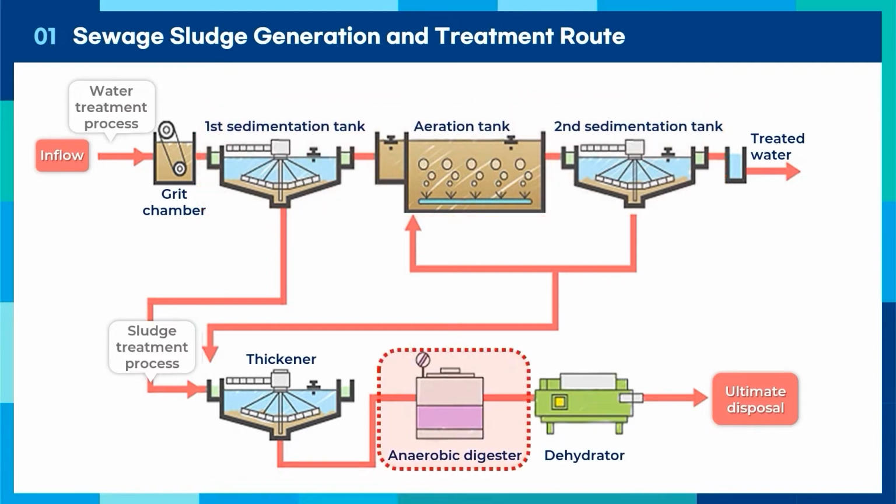The concentrated sludge is moved to an anaerobic digesting tank. When it is digested, gas is produced, and liquid sludge from the digestion tank is turned into solid sludge in a dehydrator and disposed of by incineration, in a landfill, or through decomposition.